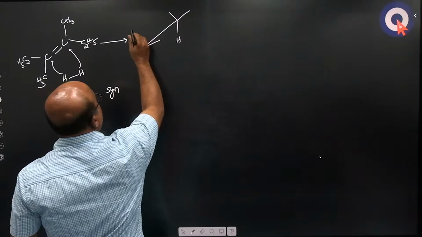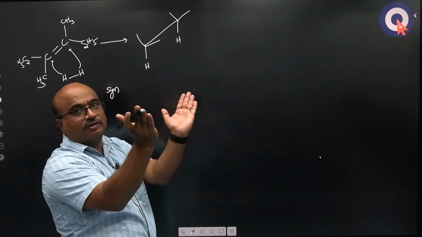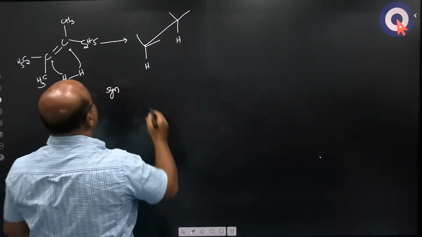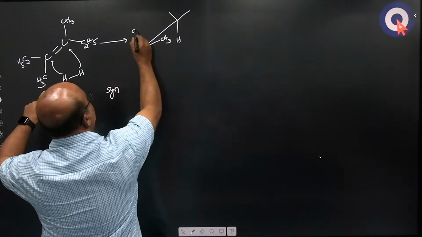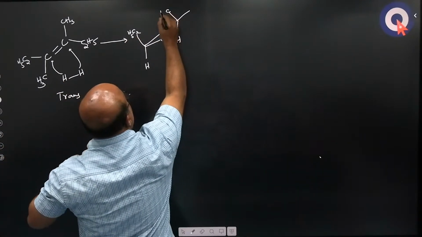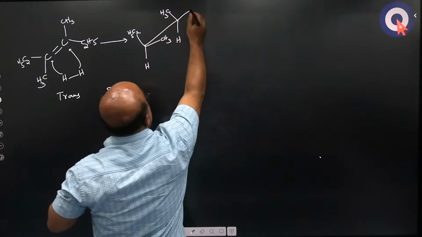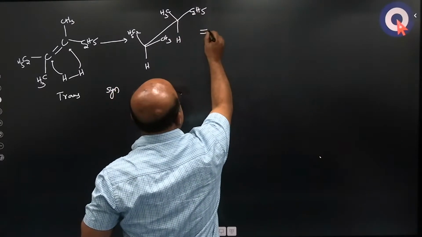So what is this now? The C2H5 and CH3, which were like this, move in the same direction. So CH3 is on the right-hand side, C2H5 is on the left-hand side. Here CH3 is on the right, left side is C2H5. So what is the Fischer projection for this?